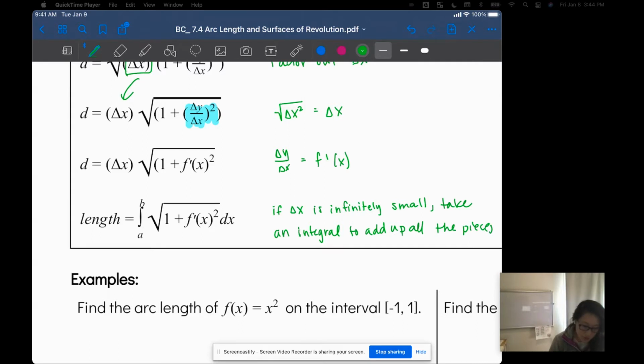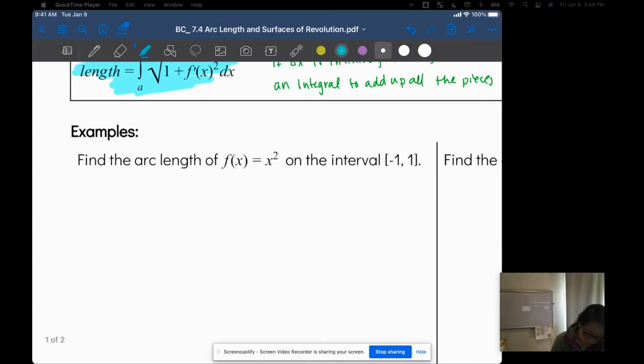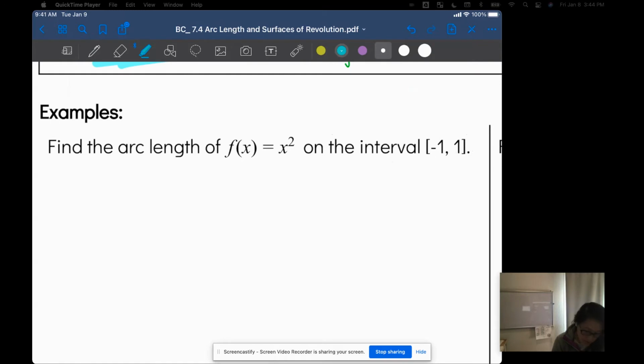Okay, so basically what we end up with is that the arc length of a curve is equal to the integral from a to b of the square root of 1 plus f prime of x squared dx. Remember the integral adds up all the pieces, and the dx cuts everything into infinitely small pieces. So it's our rendering. So we're going to find the arc length of f of x equal to x squared on the interval from -1 to 1.